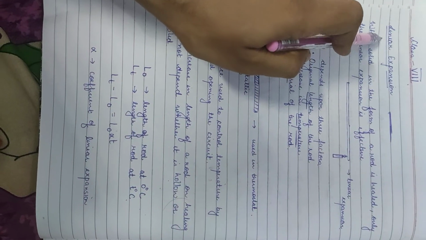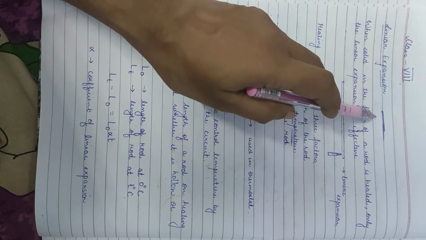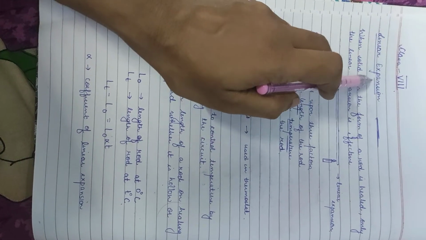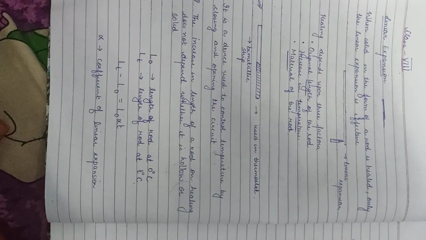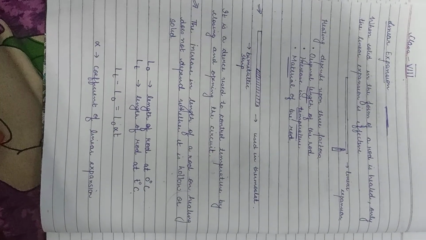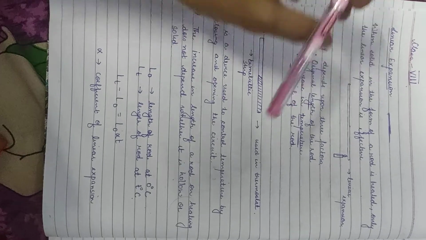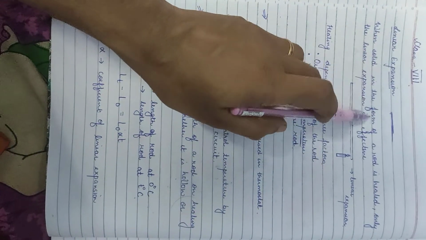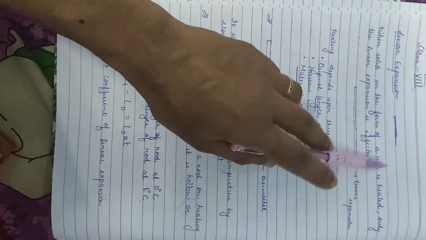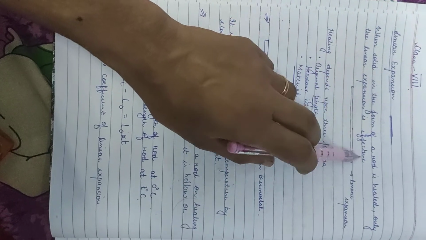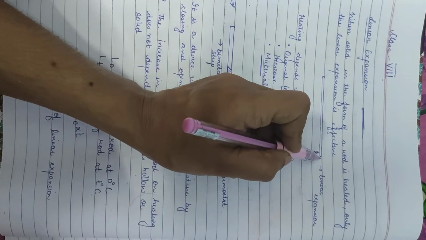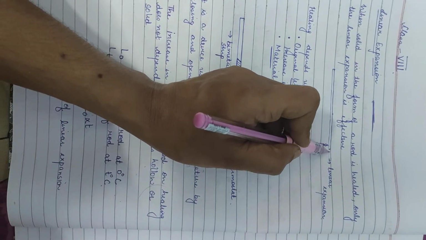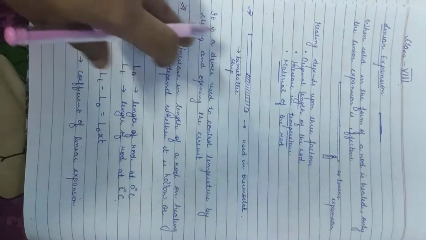From the term it's clear, linear means a single line increase. Expansion means increase. So linear expansion is when something is expanding only towards one side. Okay, that's what a linear expansion is. When a solid in the form of a rod is heated, only the linear expansion is affected. Suppose this is the rod. I'm heating this rod. It's till this dimension. Now it's reaching till this dimension. Suppose.